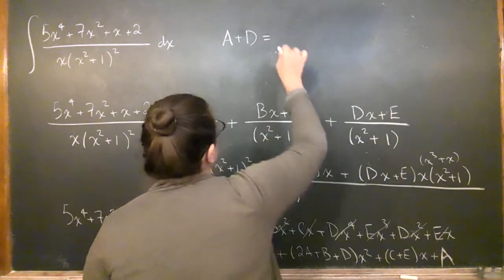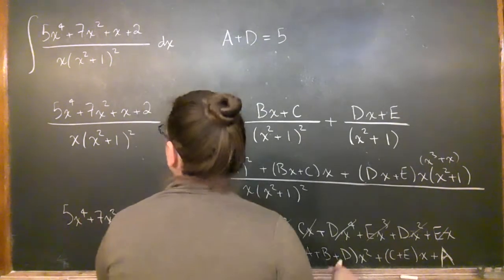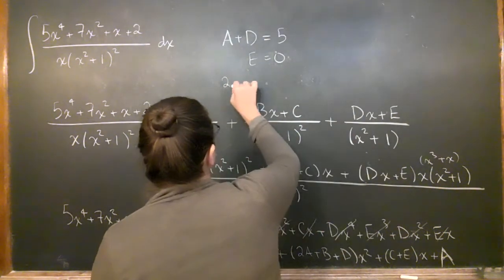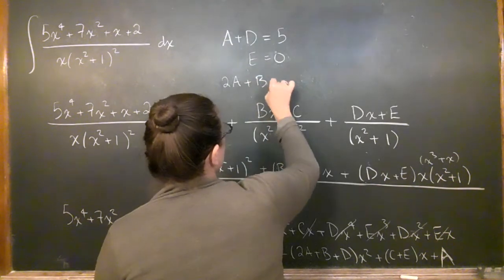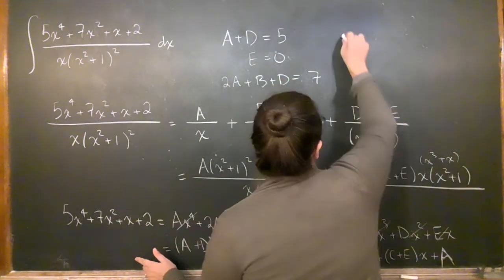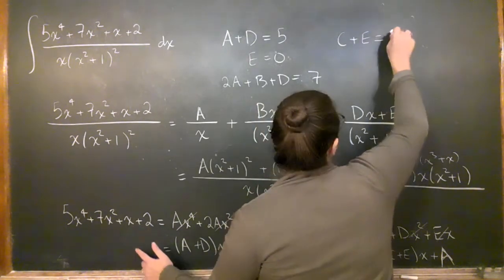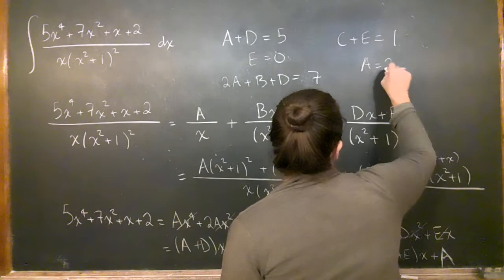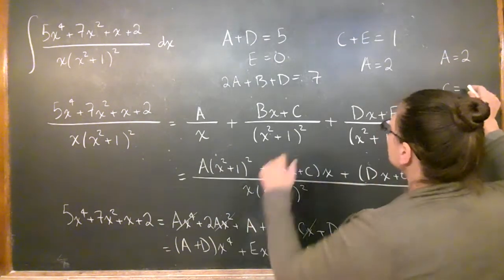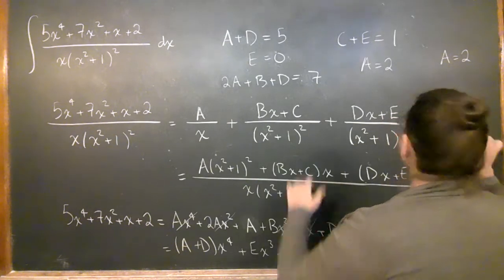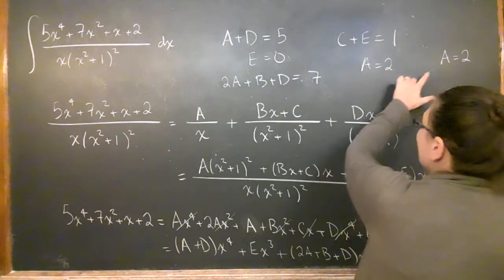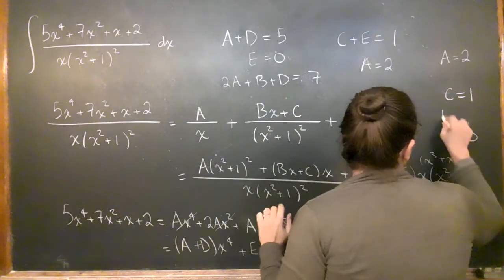A plus D equals 5. Okay, there's no x cubed term over there, so E equals 0. Great. 2A plus B plus D equals 7. C plus E equals 1. And then very nice, A equals 2. Okay, so we can kind of pull these out a little bit. I know A equals 2, E equals 0, right? But then C plus E equals 1, so C equals 1. So if A equals 2, then D equals 3.